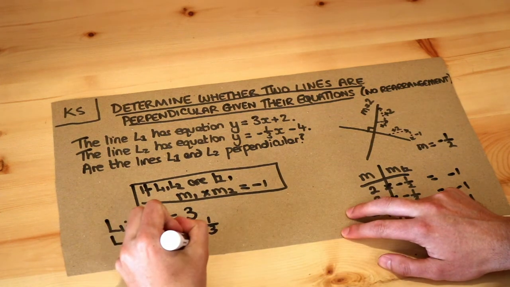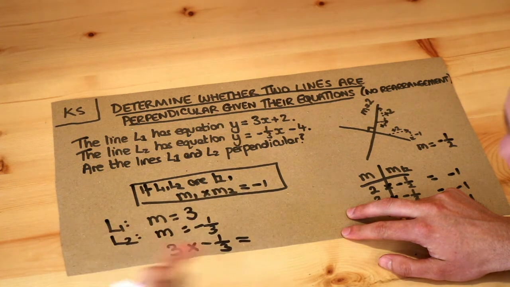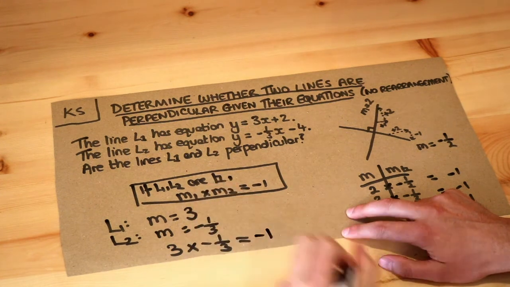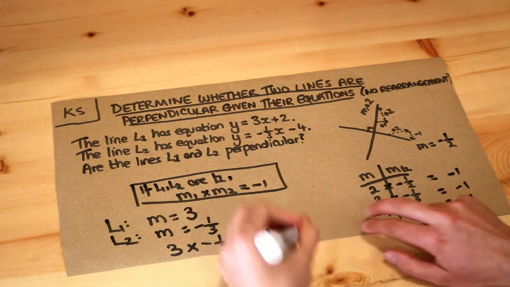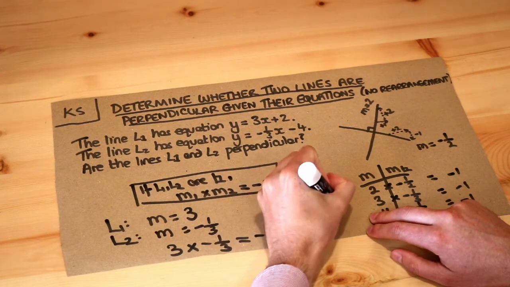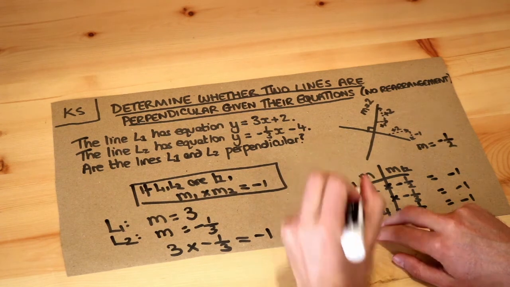So if we do 3 times minus a third, well, a third times 3 is a third of 3, that's 1, and it's going to be negative 1. And because that is equal to minus 1, you therefore say the lines are perpendicular. And if they weren't minus 1, then the lines are not perpendicular.